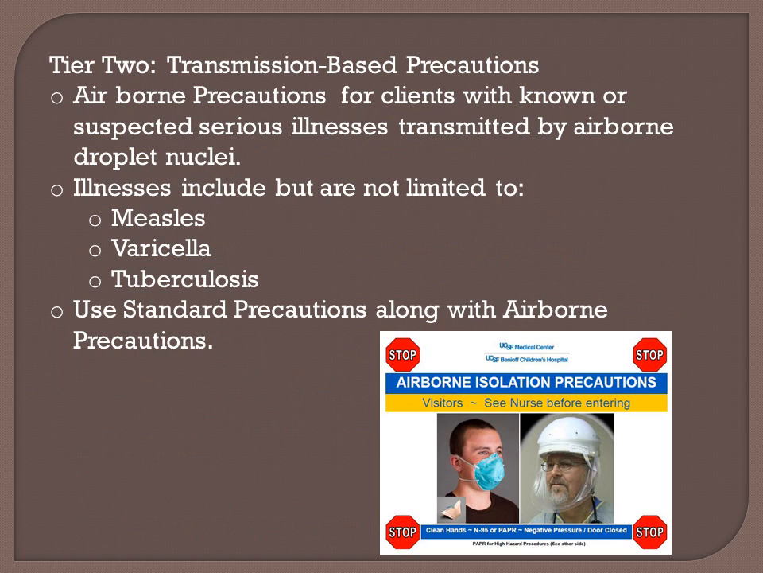Tier 2 is transmission-based precautions. This includes your airborne precautions with known or suspected serious illnesses. These include but are not limited to measles, varicella, which is your shingles and or chickenpox, and tuberculosis. Again, you always use standard precautions.